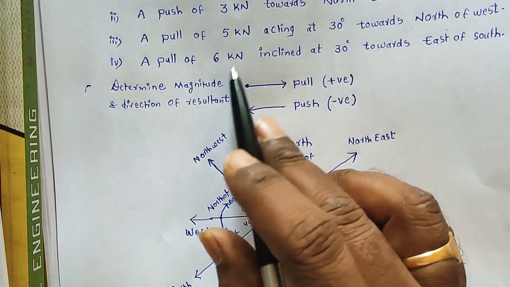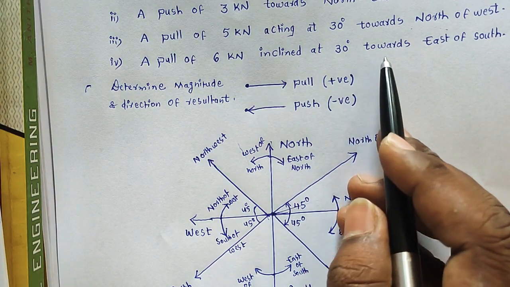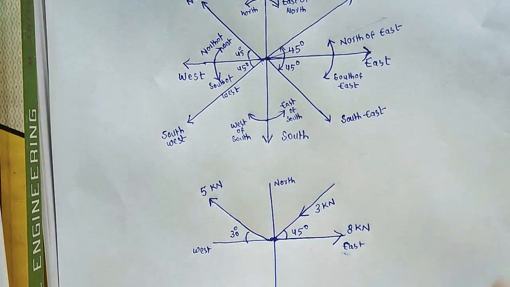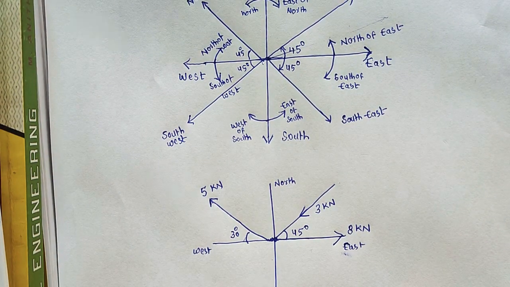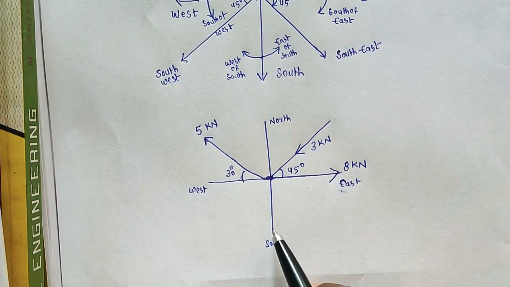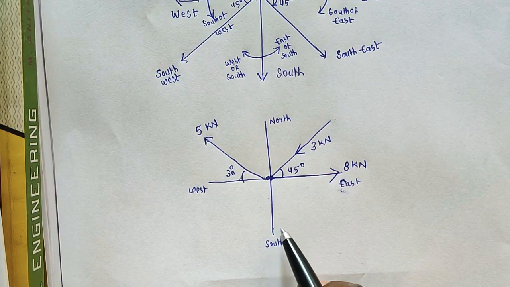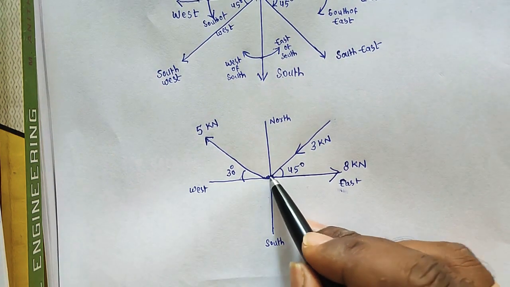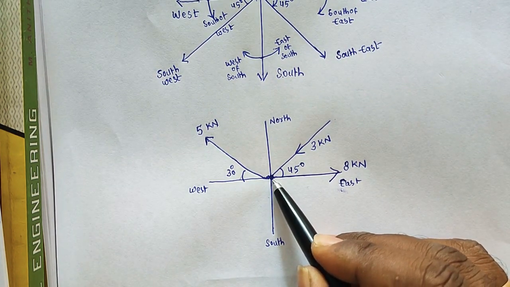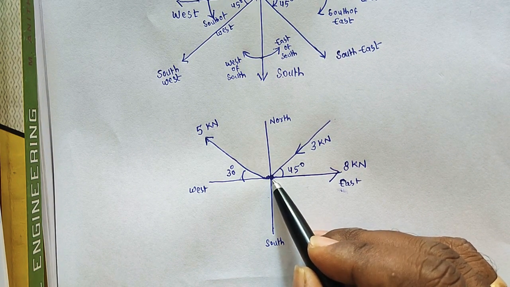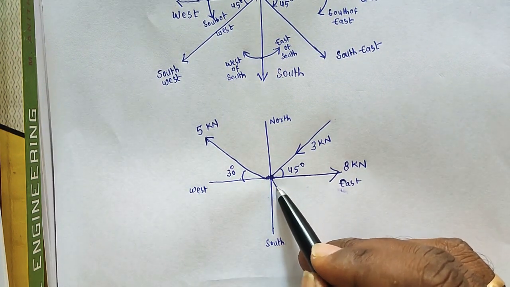After that, a pull of 6 kilonewton inclined at 30 degrees towards east of south. East of south means from south to east, so east of south means this direction. That means you have to draw a line in the region between south and east. So a pull of 6 kilonewton is inclined at 30 degrees towards east of south.